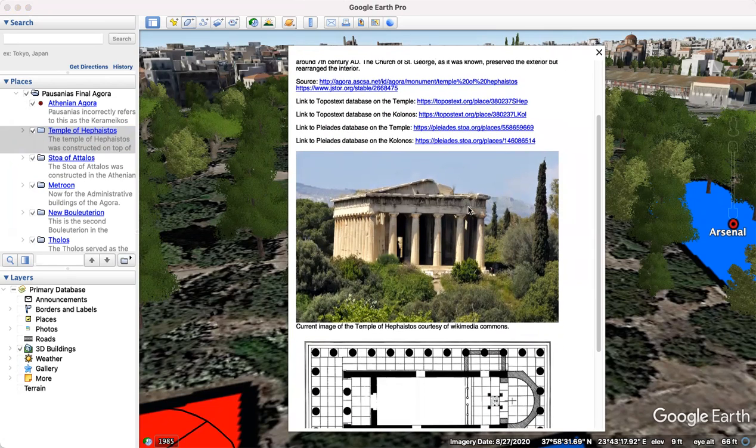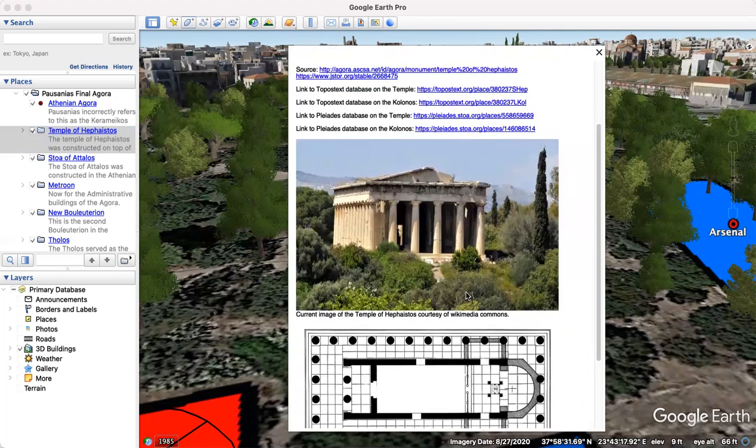Like I said, it was so well preserved because in about the 7th century AD, it was converted into a church, the Church of St. George. For this reason, the inside was completely changed. The outside was kept the same, but the inside was completely changed. But because this was a church, it was unable to be excavated for its materials or touched by anyone else. And that is one of the reasons that it's still so well preserved.